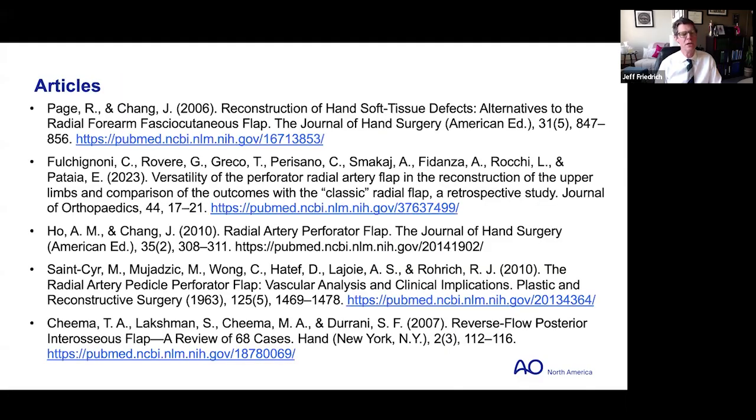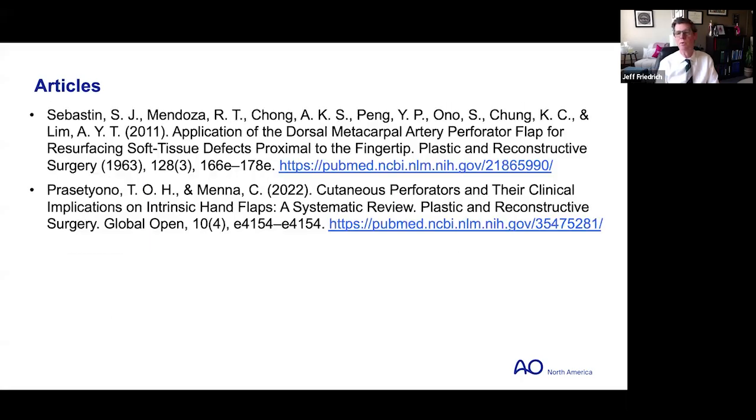So we have a series of articles that I think you've all been sent and have access to that we are going to go through. We may not get through all of them, but hopefully we can get to the salient points of each one. I'm not going to read out each of these because we're going to go through them individually. There's a second and a third page here. These are our discussions about hand-based flaps for dorsal hand and wrist soft tissue reconstruction.